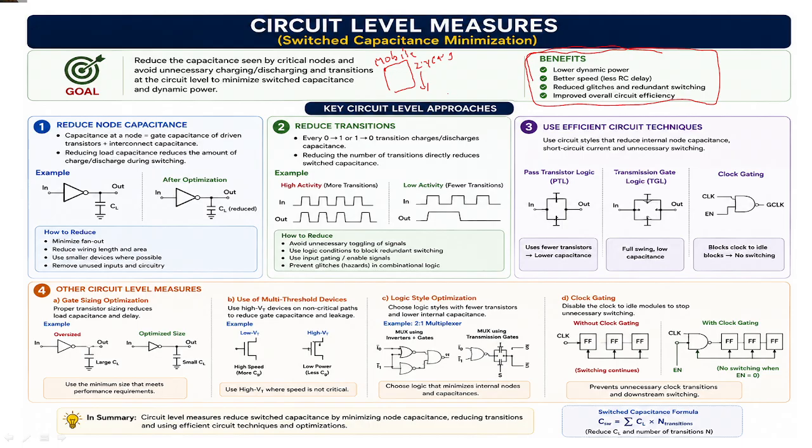You can increase the reliability from 2 years to 5 years with this technology. If you are using these techniques, the chip designing companies can increase the reliability of your mobile, your laptop, and other chips like that. So these are the benefits: lower dynamic power, better speed of your processor, laptop or mobile, and improved overall circuit efficiency. These are the advantages if you follow some techniques.